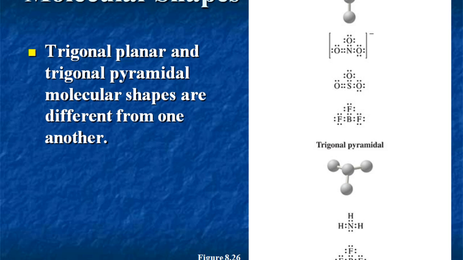So again, notice the difference, right? One is everything in the same plane. In here, it's not in the same plane. Now one more possibility from tetrahedral, that is bent, because there are 2 lone pairs. So the actual shape is bent.